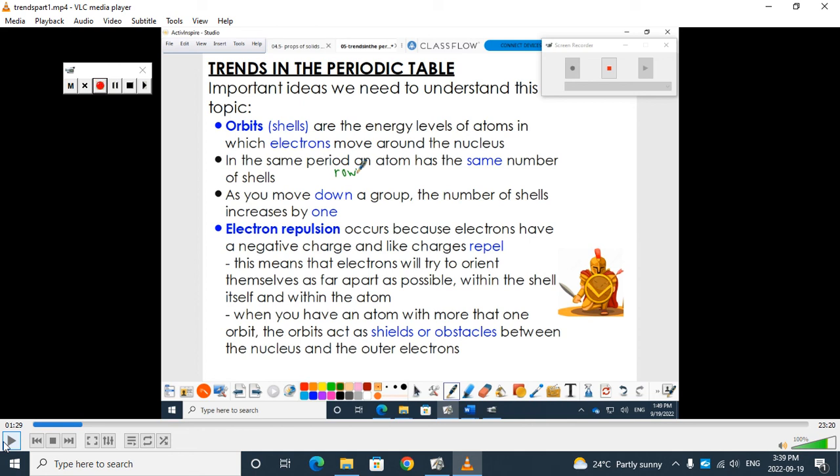So I included my little Spartan soldier here because when you have an atom that has more than one orbit, the orbits act as shields or obstacles between the nucleus and the outer electrons. So the shield is actually like the electrons are getting in the way of each other. They're obstacles. So one of the advantages of drawing my really simple Bohr-Rutherford diagrams, as opposed to the ones that you did in grade 9 and 10, is that it really emphasizes the idea that the orbits are shields.